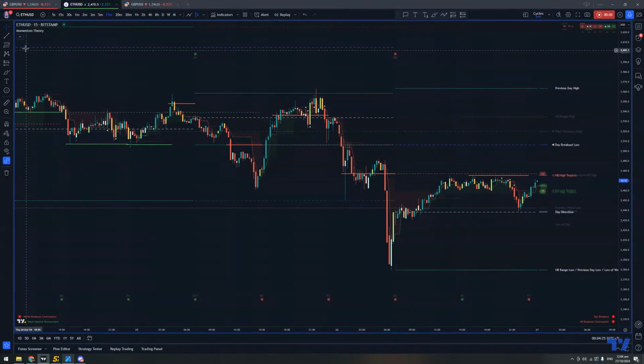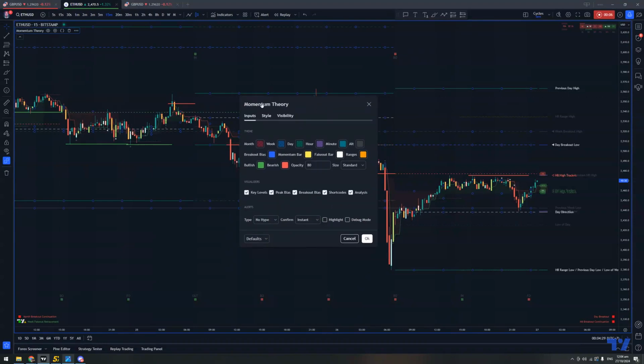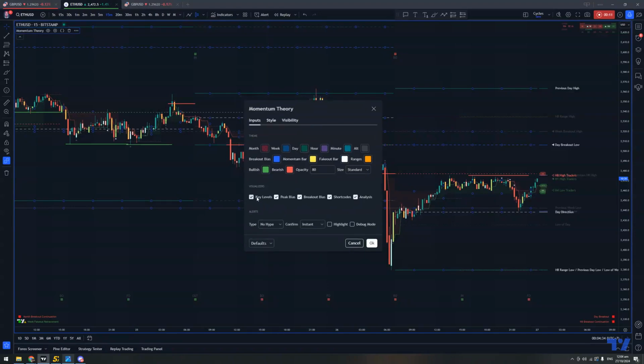Okay, just updated the momentum theory indicator. Gonna go over the changes. First of all, I changed the name. It's now Momentum Theory, based off the strategy name, no longer No Hype. Gonna turn off all the visualizers and go over everything.